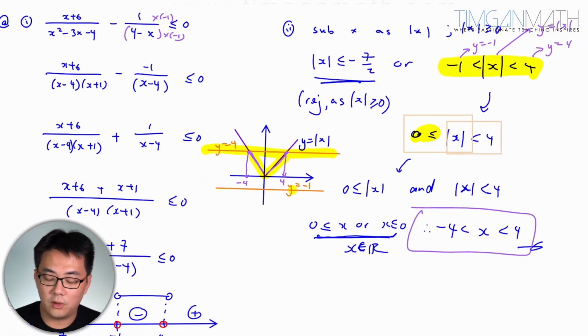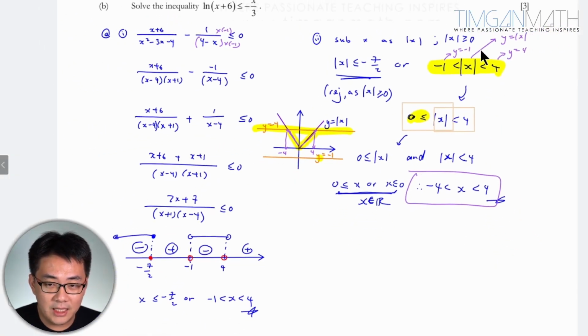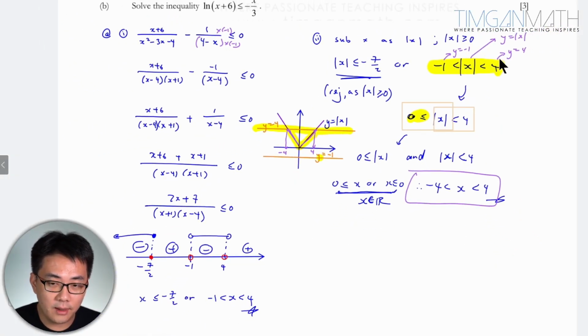You can just solve it graphically if you want to. Mod x must be at least 0, but it means that we can take a positive value 4. It's fine, but not 0 here. So just make sure this part is okay.